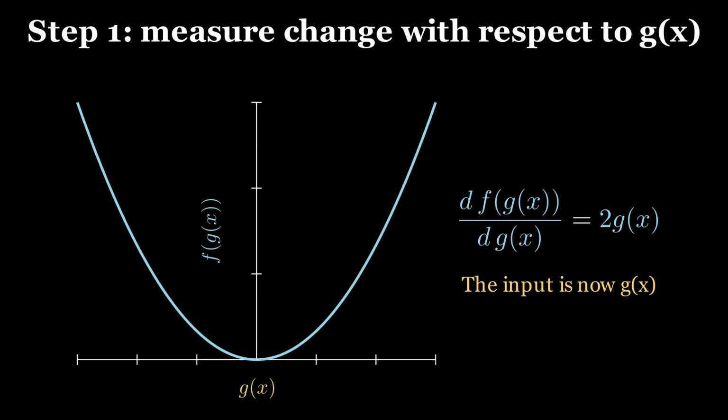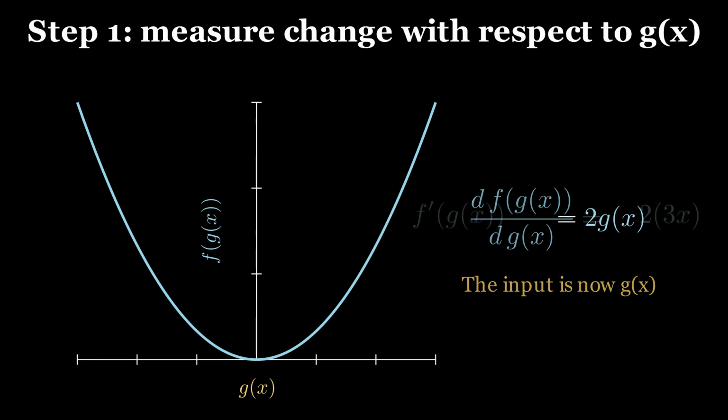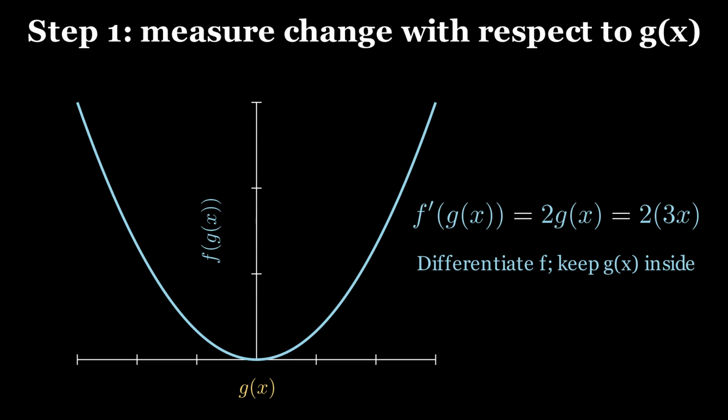And how much that occurs by is exactly 2 times the input, because f of x is x squared, remember. And remember, the derivative of x squared is 2 times the input. Well, all we did was change the input to g of x. So it's going to be 2 times the input, g of x. So 2 times 3x, because g of x is 3x. And this is actually the first part of the chain rule, right? Because it's a derivative of the outside, f prime, which is 2 times the input. And you keep the inside the same, which is g of x, which is 3x. So then you get 2 times 3x. So this is f prime of g of x, which is equal to 2 times 3x.